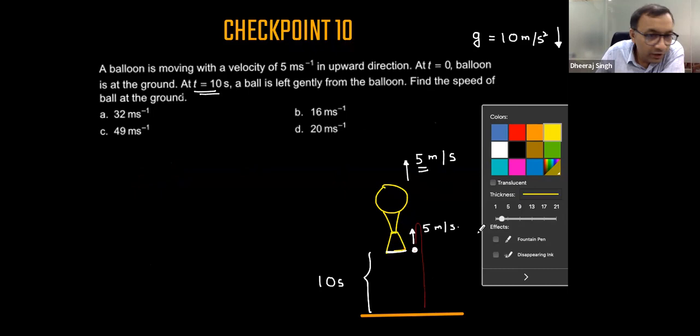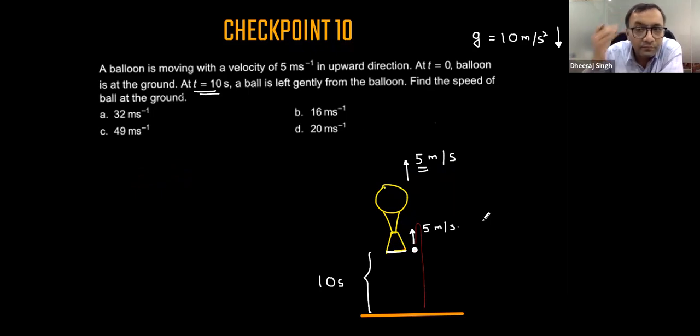Is it clear? Whatever I have told here, is it clear? All right. So we need to find the speed of the ball at the ground, right? So first of all, I need to find out what this distance S is, isn't it? It was going up with 5 meters per second. This distance is 10 into 5, which is 50 meters. How many of you got 50 meters? Good. So 50 meters is this distance.